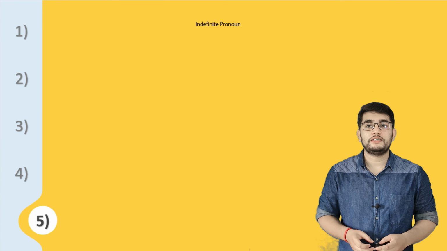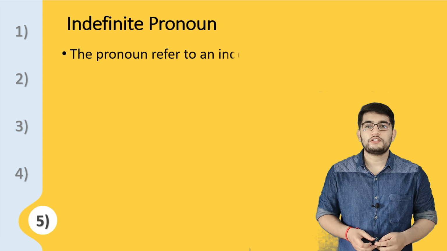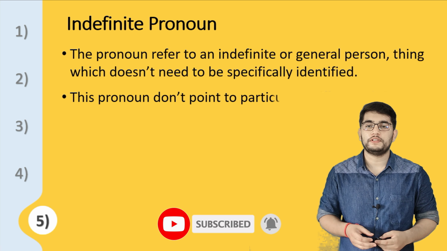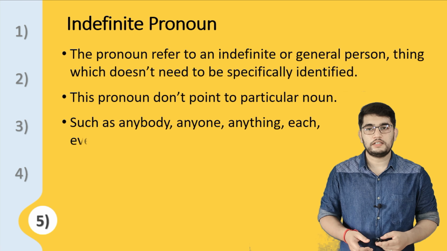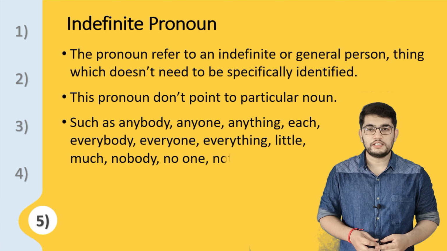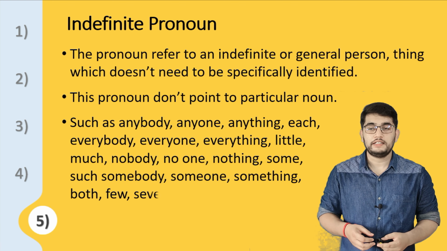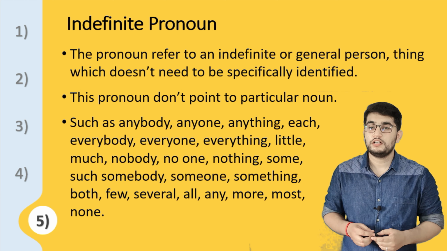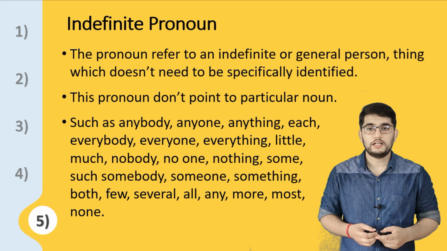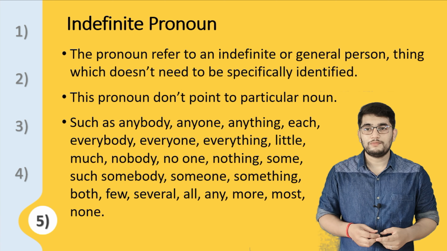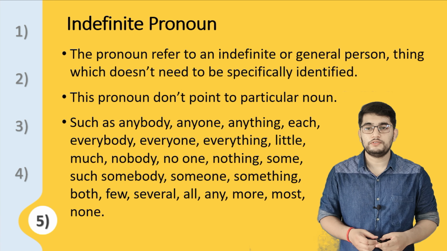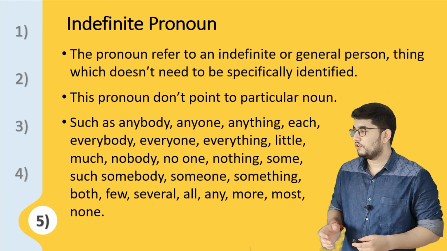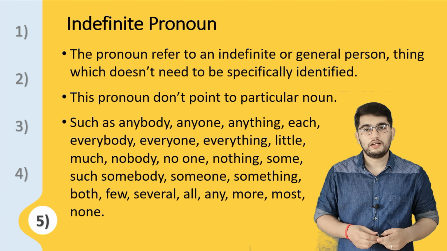Now next is indefinite pronoun. The pronoun refers to an indefinite or general person or thing which doesn't need to be specifically identified. This pronoun doesn't point to a particular noun such as anybody, anyone, anything, each, everybody, everyone, everything, little, much, nobody, no one, nothing, some, somebody, someone, something, both, few, several, all, any, more, most and none. Now here all the indefinite pronouns are being covered.